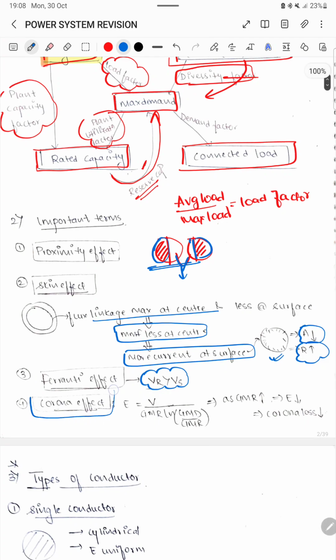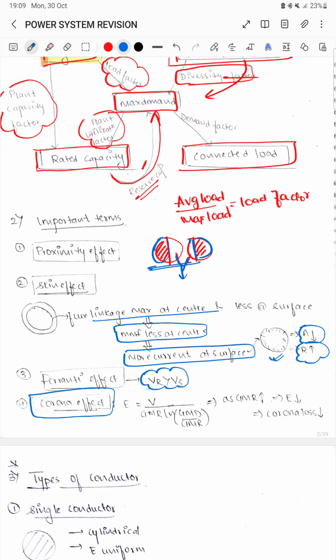And the other important term is Corona effect. Corona effect means there will be a corona loss, meaning you will see a hissing sound and a blue kind of spark near electric poles. That is called corona effect.